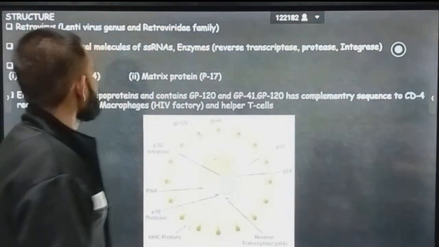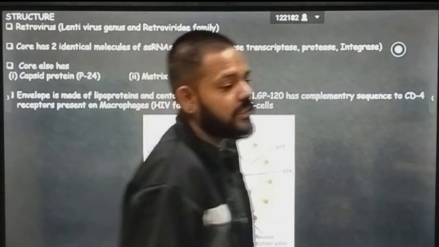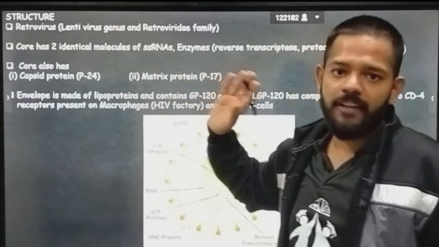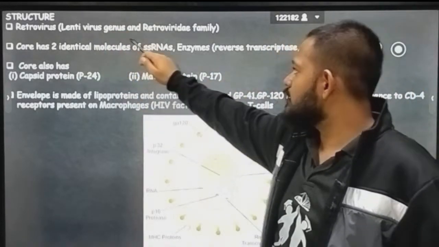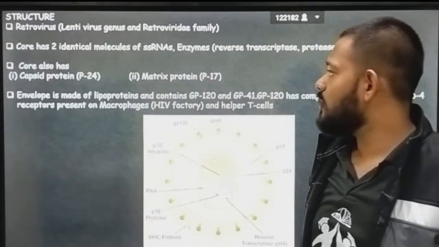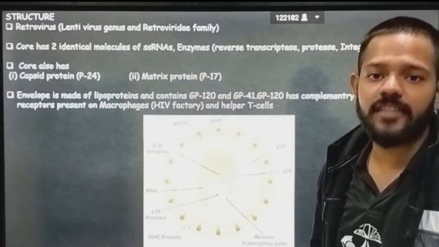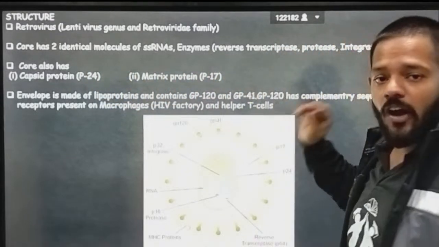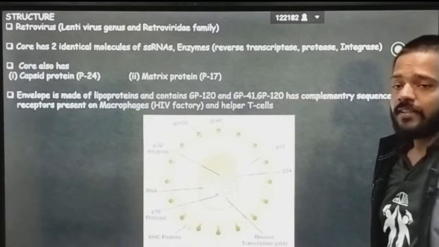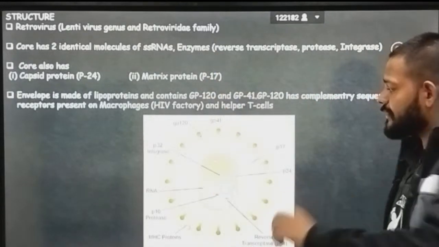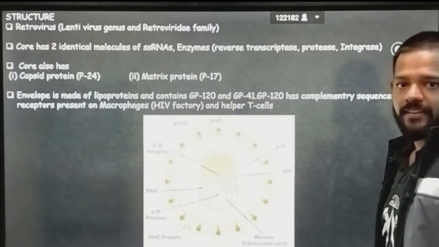Okay. So now we are going to see the structure of HIV. Retrovirus, it is the family. Lentivirus genus and Retroviridae family. The core has two identical molecules of ssRNA, single-stranded RNA. This is a very important part: two identical molecules of single-stranded RNA inside the genome of this virus.